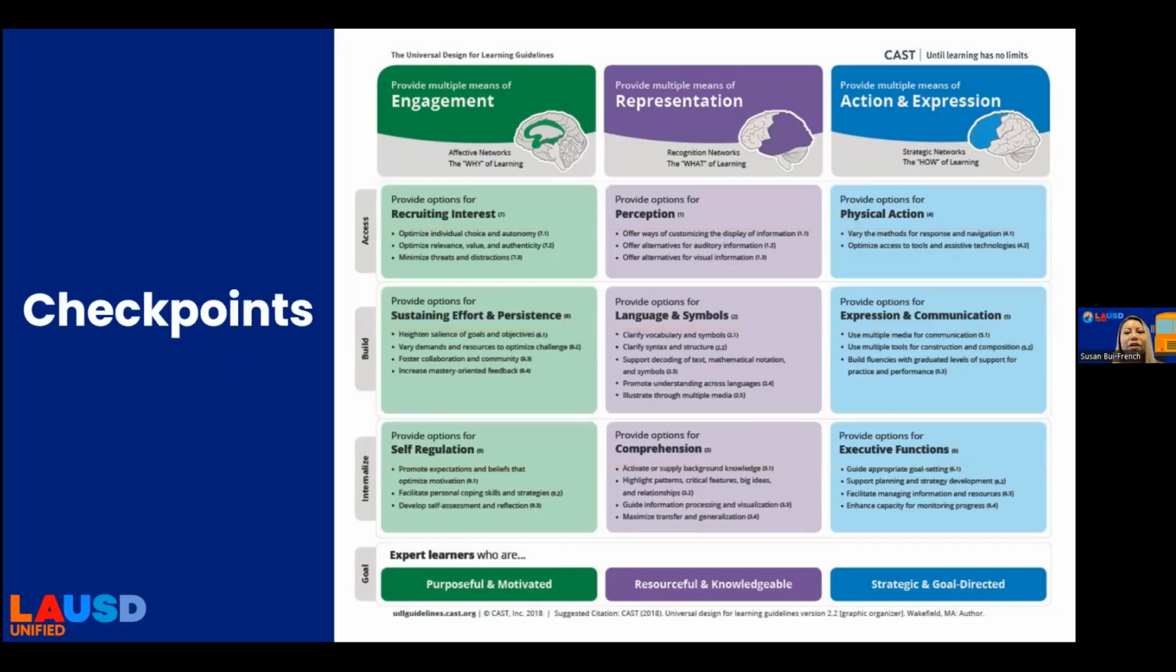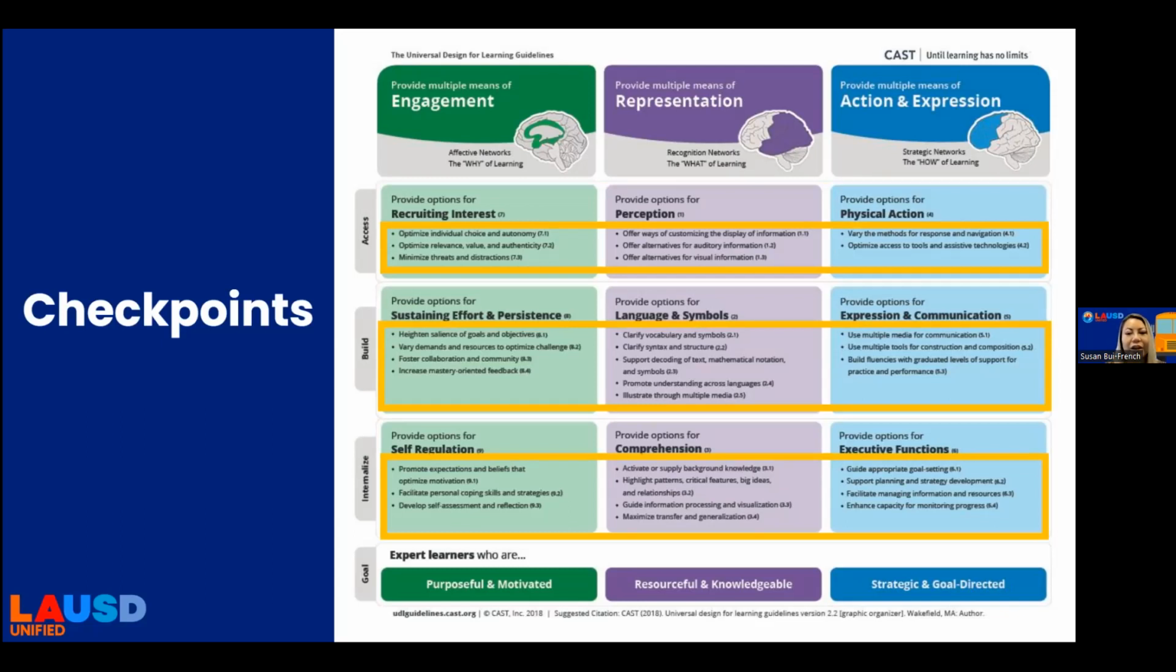Now, under each of the 9 guidelines, there are several checkpoints. They are highlighted by bullets. These checkpoints take the guidelines a step further. For example, under the principle of representation, there's a guideline for perception. The checkpoints listed under this guideline read: offer ways of customizing the display of information, offer alternatives for auditory information, and offer alternatives for visual information. The guidelines provide concrete suggestions in the form of those checkpoints for how to address systematic variability among students.